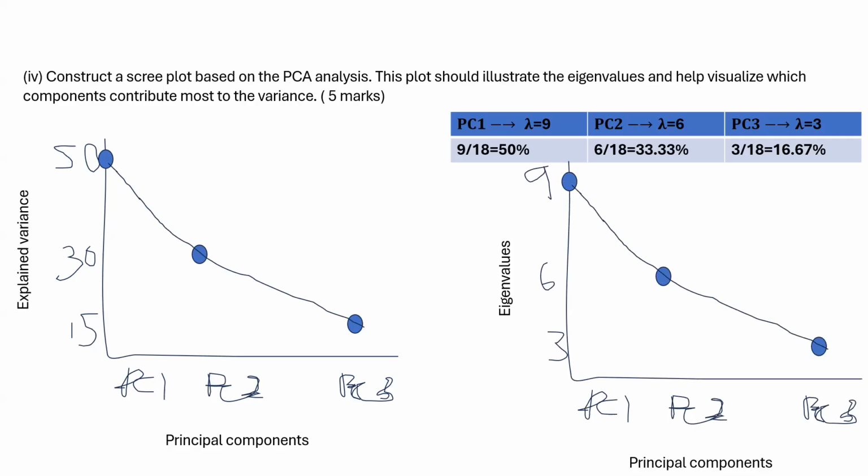This could be represented as eigenvalues or explained variance, either way. It's just showing the same thing: the number of components you need to explain this amount of variance. So that's the end of the question.